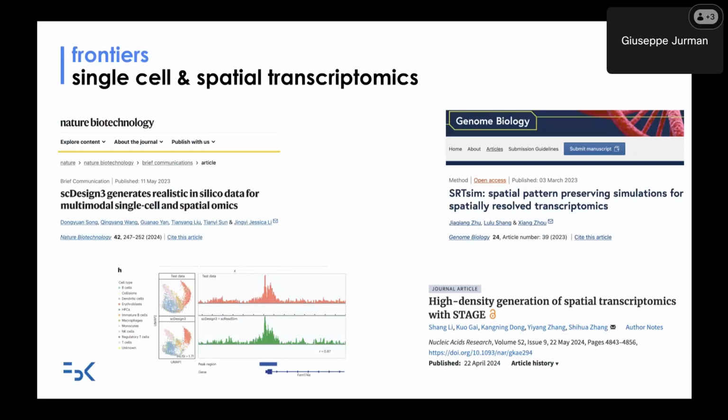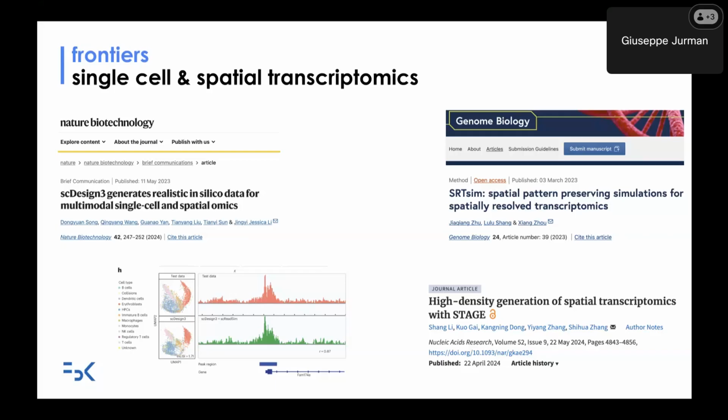So far, I only mentioned classical, if you want, omics data, but all this method has started being used also for very recent omics level, like single cell and spatial transcriptomics. What is different in single cell and spatial transcriptomics is that not only do we have the omics level, but we also have, if you want, the geographical information of the position of the cell generating the omics level.